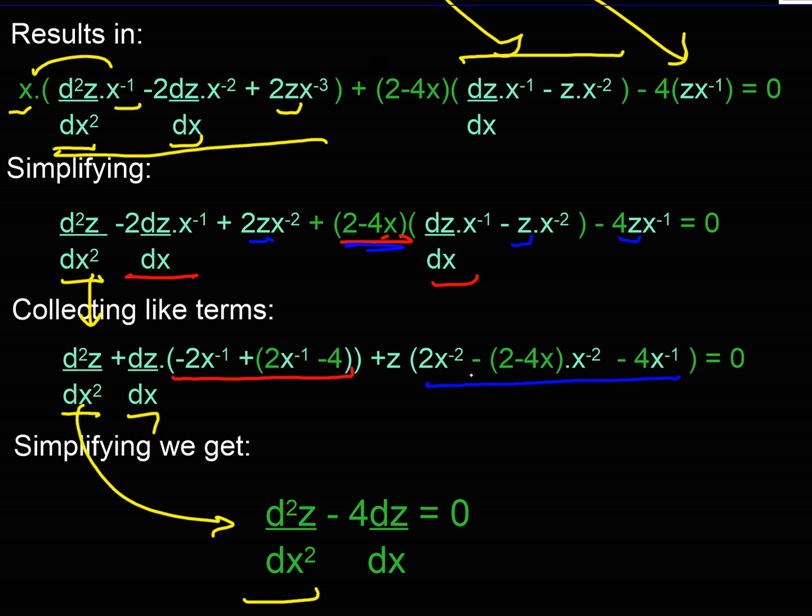Now, given we chose the n to be minus 1, we start seeing some simplifications going on. So let's start by looking at this coefficient here, where you can see in the first I've got a minus 2x to minus 1. The second term is plus 2x to minus 1. So those two are just going to cancel out. So what do I get left with here? Well, I just end up with a minus 4 dz by dx.